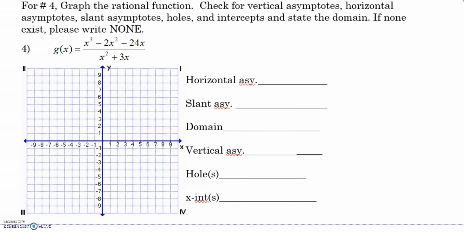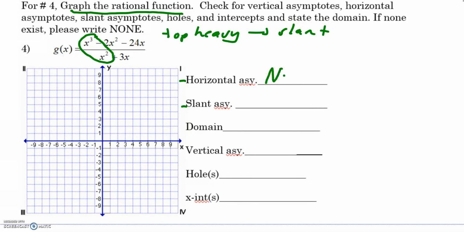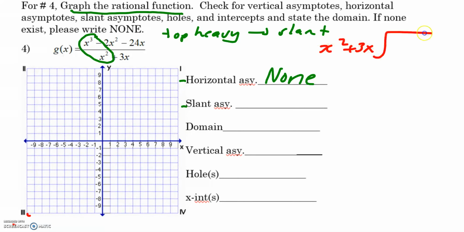The next example, number 4, asks you to graph the rational function and find all this information about it. The first thing we want to determine is what kind of asymptote we have, and that's related to numbers 1 to 3. If I look at my first 2 terms, I have a top-heavy function, which means I have a slant asymptote. And if I have a slant, that means I do not automatically have a horizontal line I can't cross. To find my slant asymptote, I would take x squared plus 3x and divide that into x cubed minus 2x squared minus 24x.